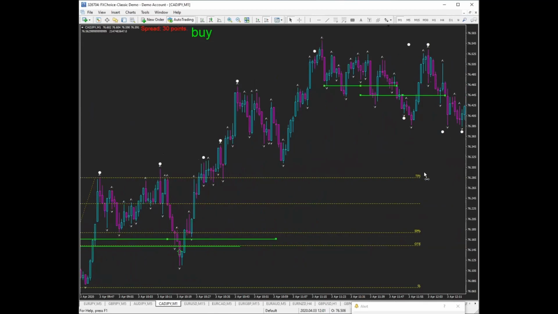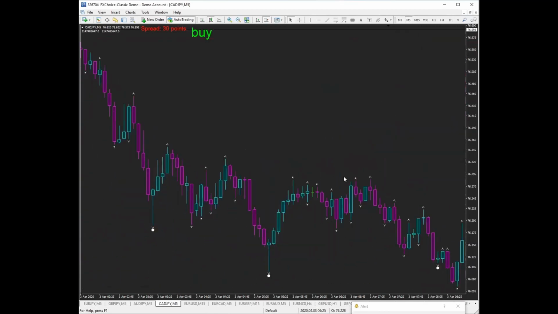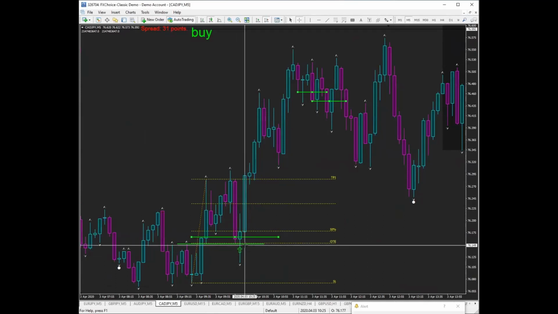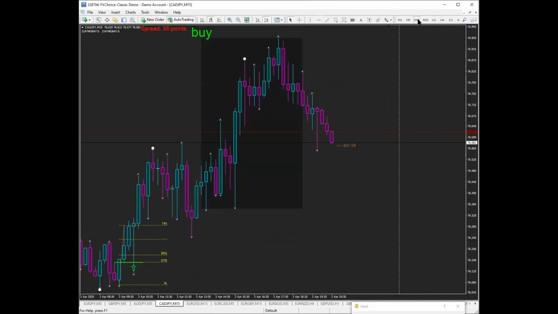So I basically got a 1-to-1 on the first one, and almost a 3-to-1 on the second one. Then when the 5 minute breaks it down, I go back to 15.